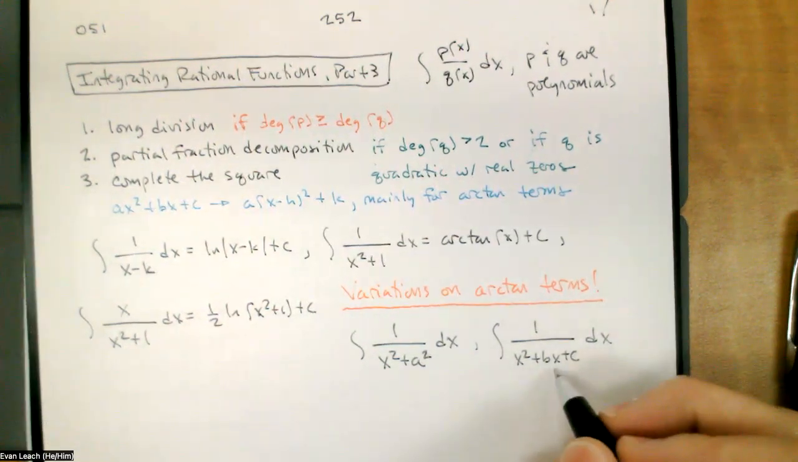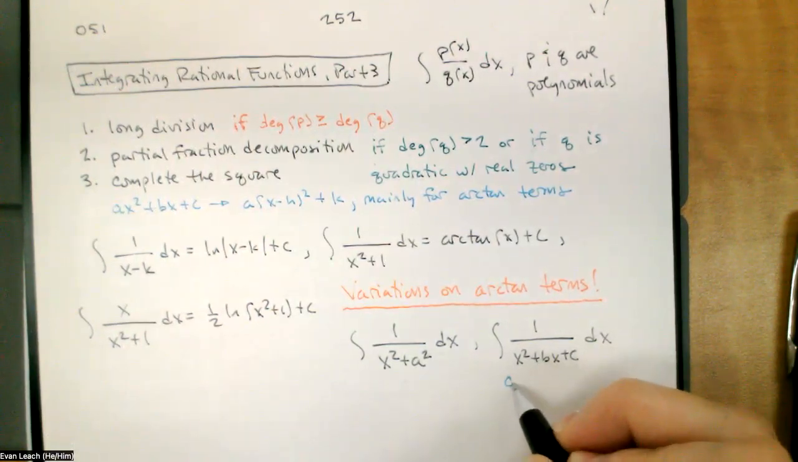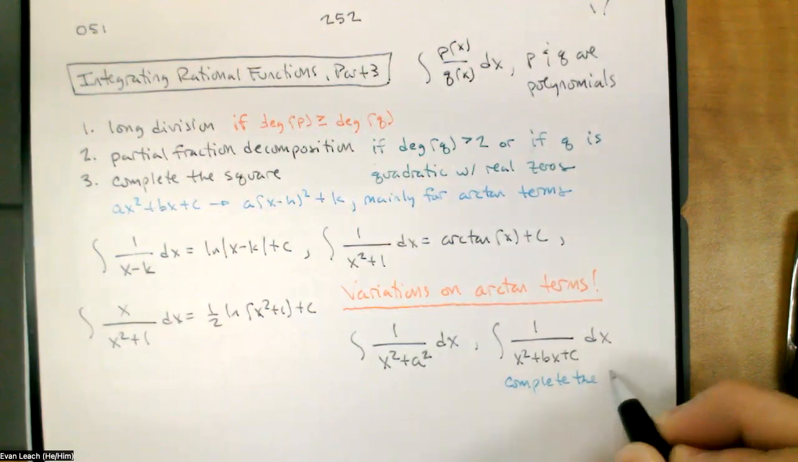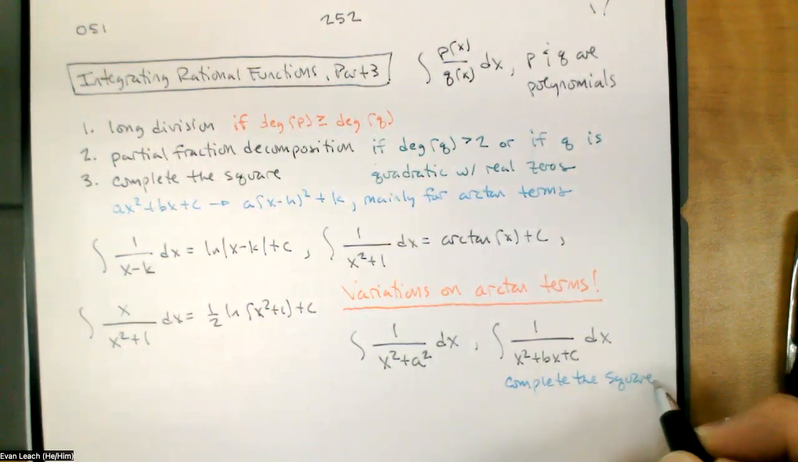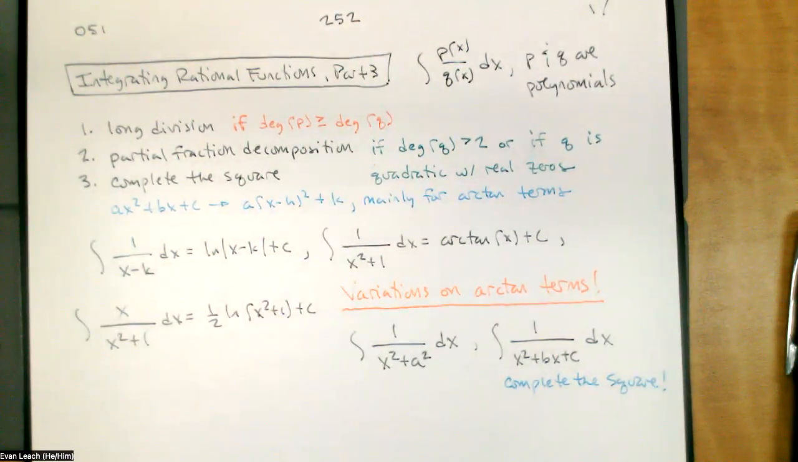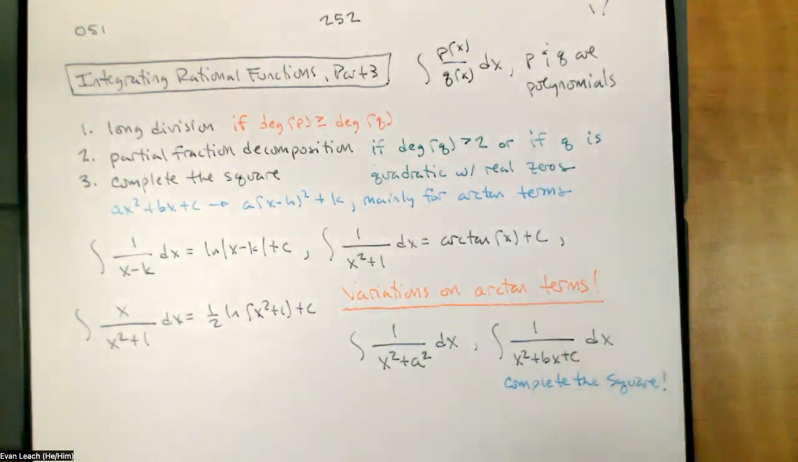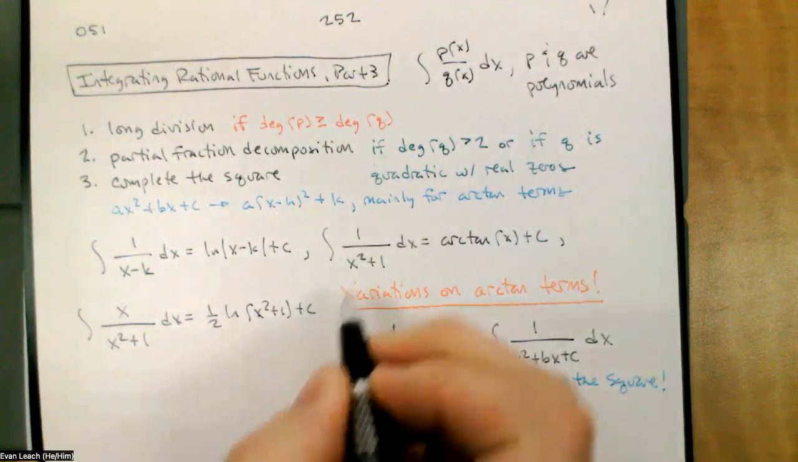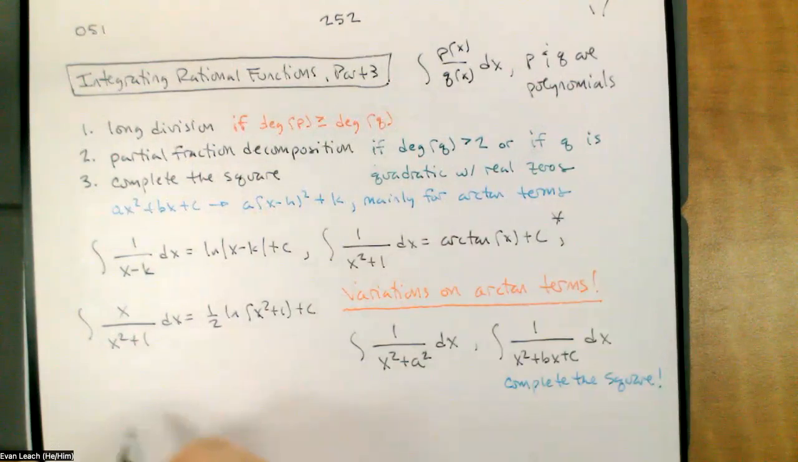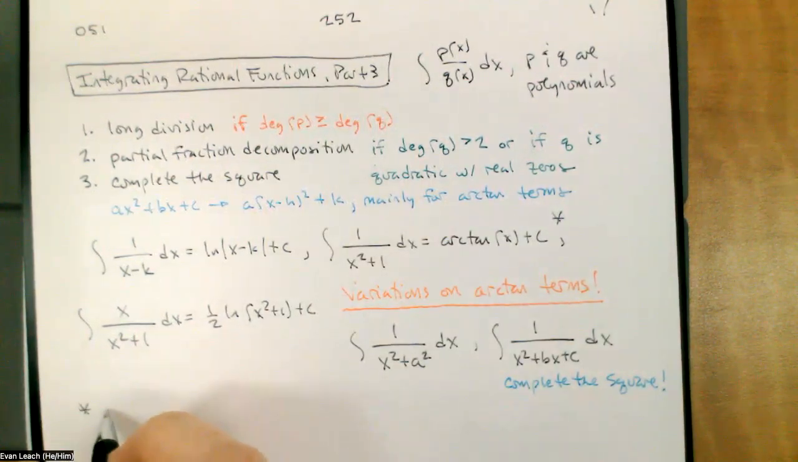So the second one with the x term, this is the complete the square one. This first one, 1 over x squared plus a squared. There are two ways we can go about it. One, I'll just tell you what it is. So we're going to replace this old arctangent version with this new fangled arctangent.